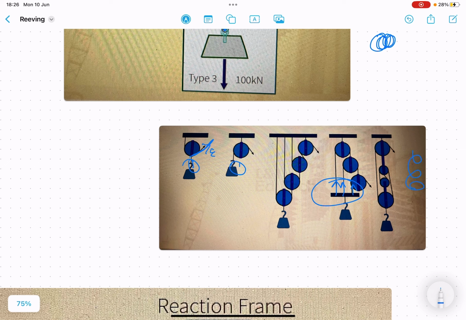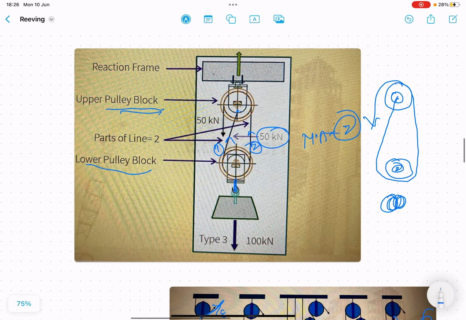In this way, you have to analyze how many rope lines are there. Sometimes the system is confusing, where one rope is passing through this, but it is being supported by 2 lines only. So you have to check for the mechanical advantage. The mechanical advantage is equal to the number of part lines.